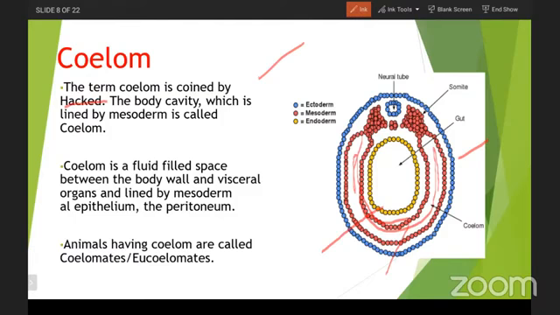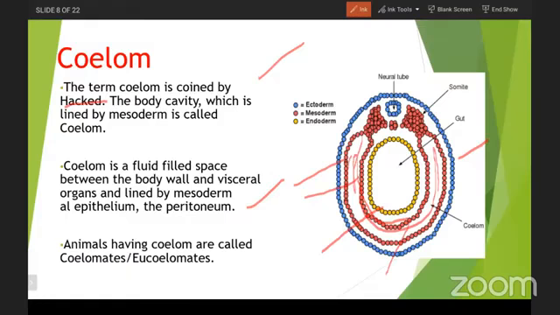The gut is covered by endoderm and the body wall is ectoderm. This is the endoderm and this is the ectoderm. In between these two, you are able to see the mesoderm, which is filled with fluid, that is known as the coelomic fluid. And the mesoderm epithelium, otherwise it is called the peritoneum. The epithelium which is covering the mesoderm is known as the peritoneum.